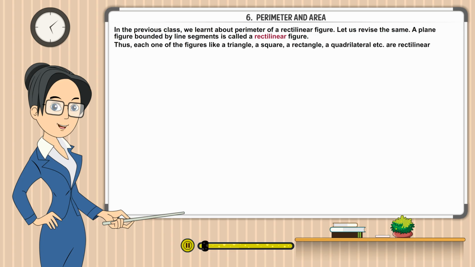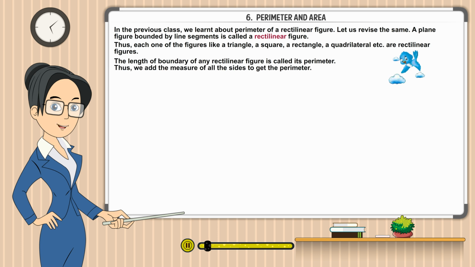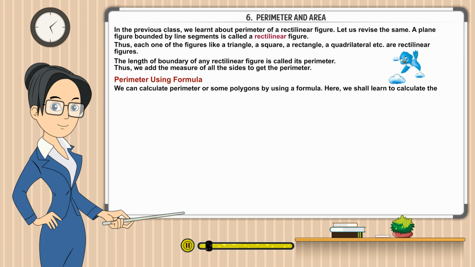Thus, each one of the figures, like a triangle, a square, a rectangle, a quadrilateral, etc., are rectilinear figures. The length of boundary of any rectilinear figure is called its perimeter. Thus, we add the measure of all the sides to get the perimeter. Perimeter using formula. We can calculate perimeter of some polygons by using a formula. Here, we shall learn to calculate the perimeter of a rectangle and square by using formula.